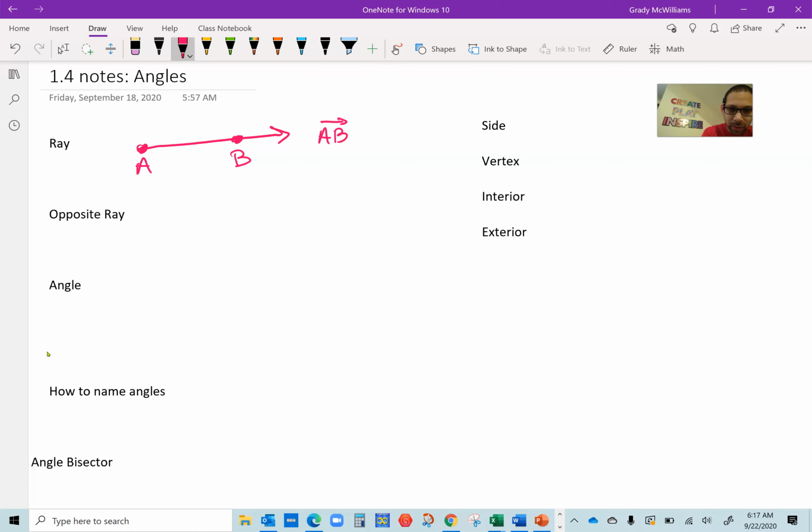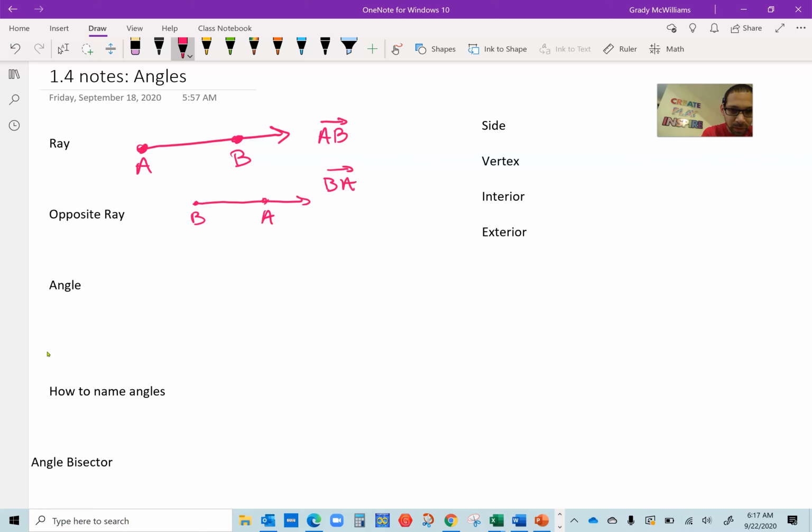Now, the order of the letters does matter. If you switch this and call it ray BA, that's a different ray. I would start at B and go through A. So lines and segments, it doesn't matter which order you put the letters in when you name it, but a ray, it does. So there's an example of rays.